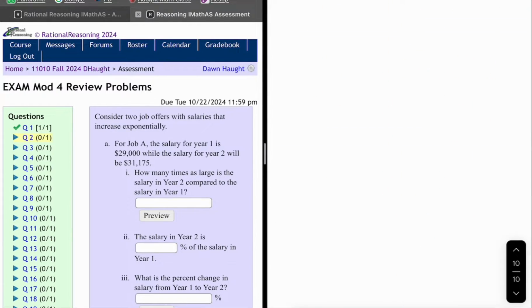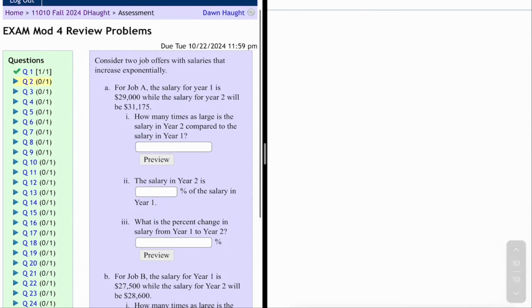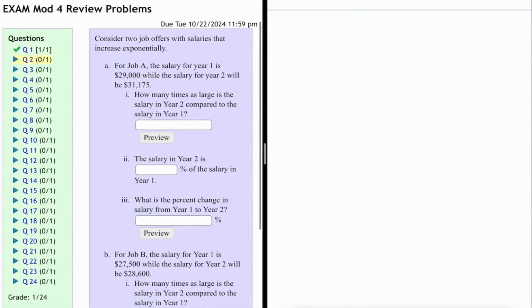Let's look at question number 2. It says, consider 2 job offers with salaries that are increasing exponentially. For job A, the salary for year 1 is $29,000, while the salary for year 2 will be $31,175. How many times as large is salary 2 compared to salary 1?